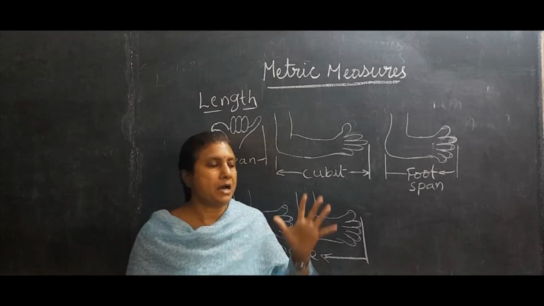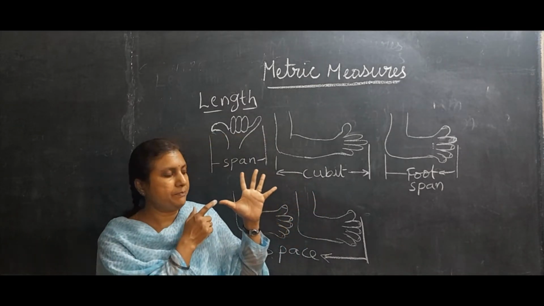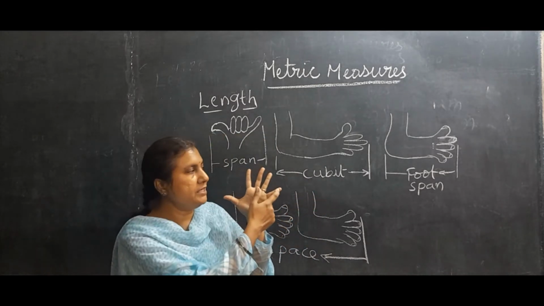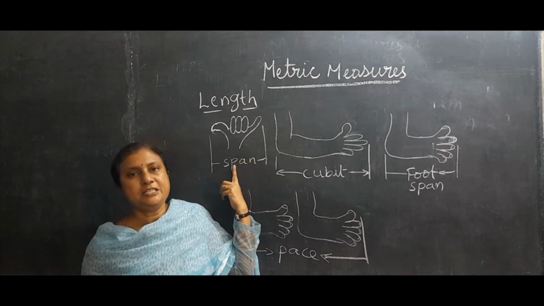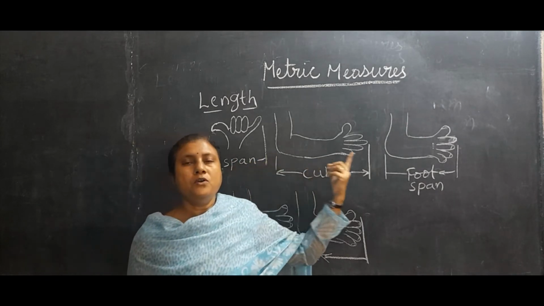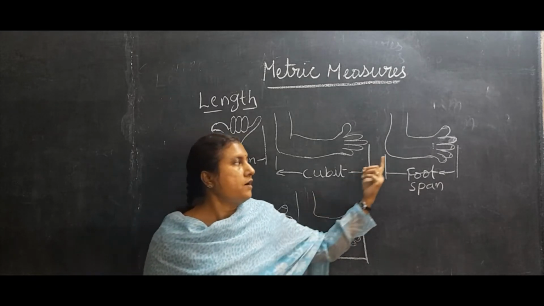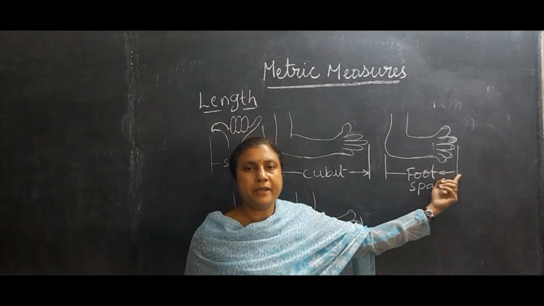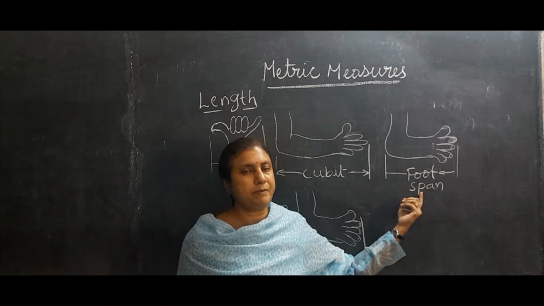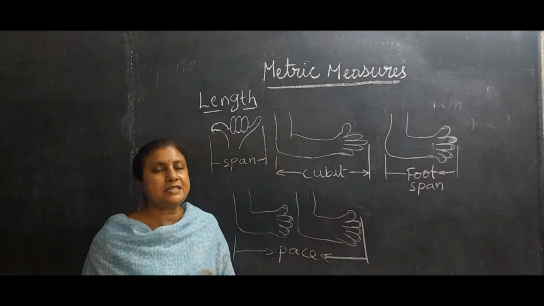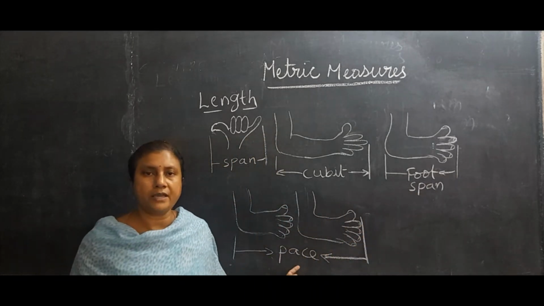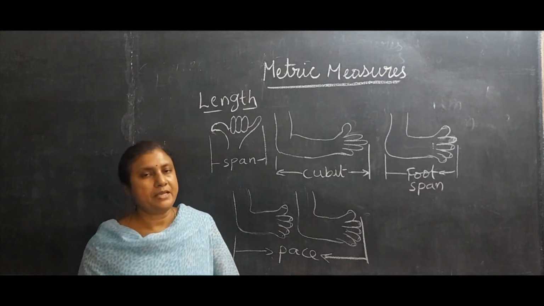If we spread our palm like this, the distance from the tip of the thumb to the tip of the little finger is said to be span. From elbow to the tip of the middle finger is said to be cubit. From the ankle to the tip of the big toe is said to be foot span. The distance covered in a single step while walking is said to be pace.